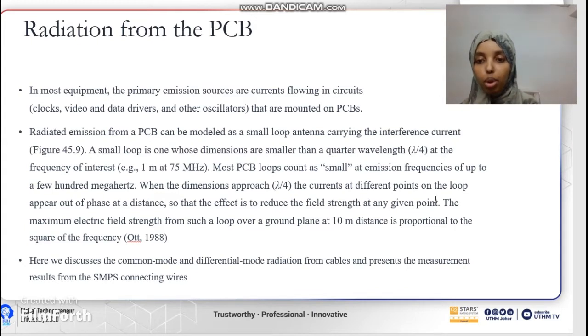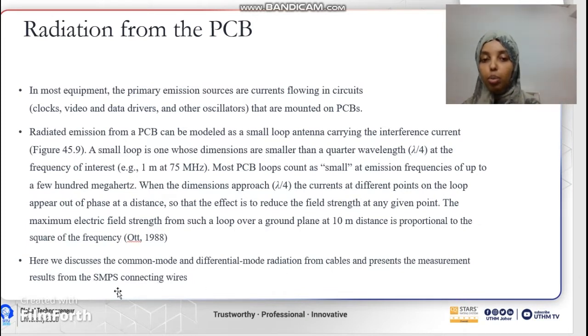The current at different points on the loop appears out of phase at a distance, so the effect is to reduce the field strength at any given point. Also, the maximum electric field strength from such a loop over a ground plane at 10 m distance is proportional to the square of the frequency.